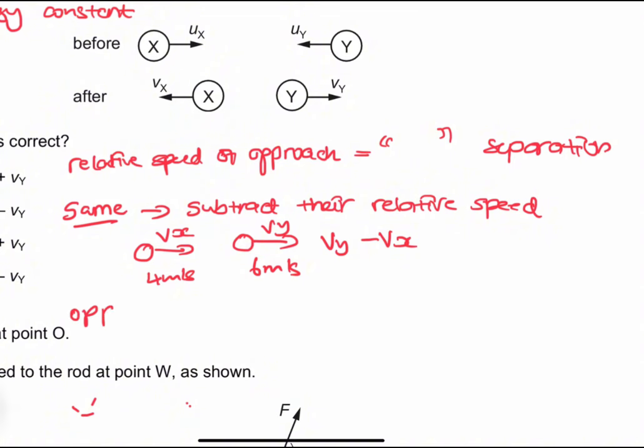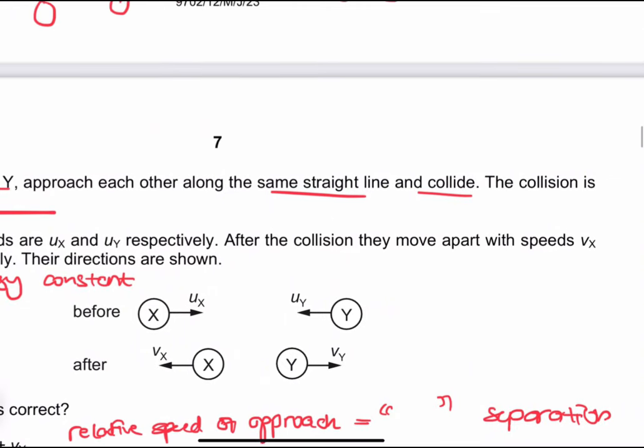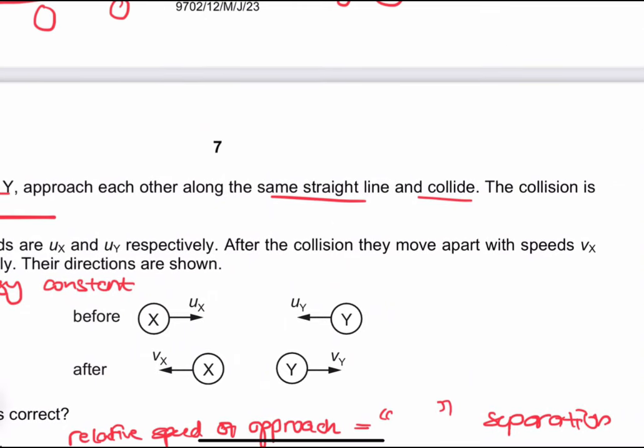And if objects are moving in the opposite direction, you add their relative velocities, or their relative speeds. So if an object is moving in that direction with speed Vx, and another object is moving in that direction with speed Vy, it's Vx plus Vy. Add their two velocities. So here in A, the objects move in opposite directions. Very important for you to note.